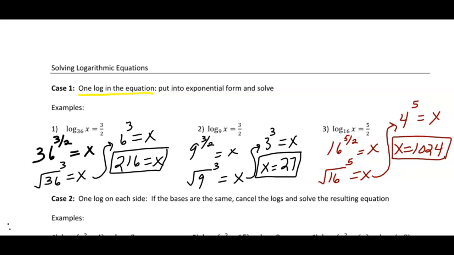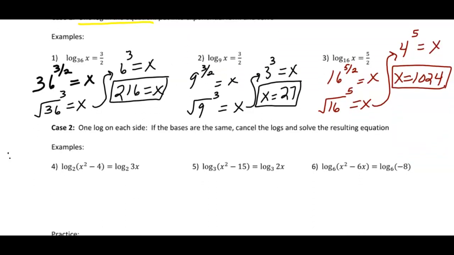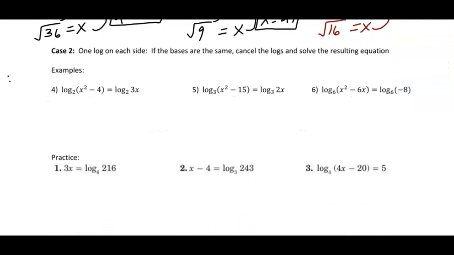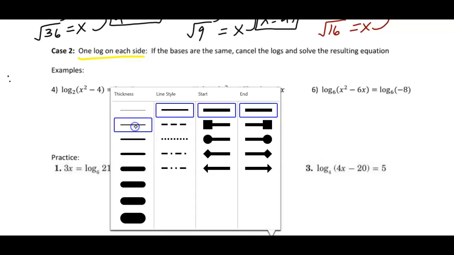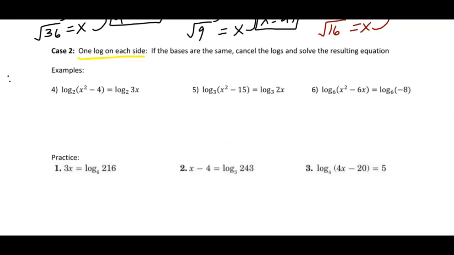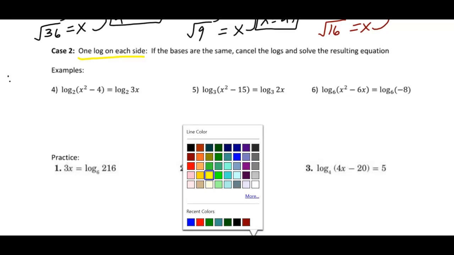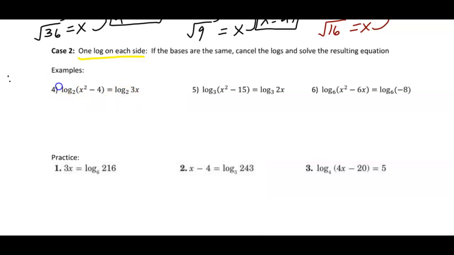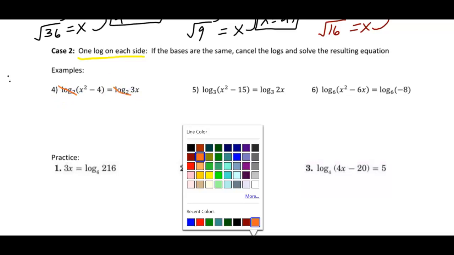So those are, when you have your case 1, just 1 log in your equation. Case 2 is a little bit different. We have 1 log on each side. Well, for these, it's kind of the same concept as your exponential equations. If both sides are the same base, then all you have to do is cancel the logs off and solve the resulting equation. So here I have a log base 2 equal to a log base 2. So these are the same base. So you can just cross the logs off and solve the equation that you get from that.